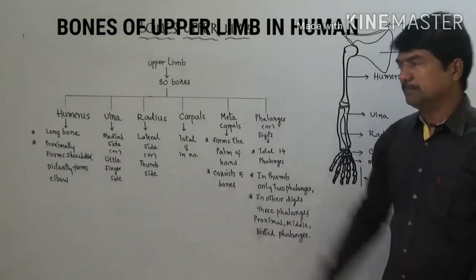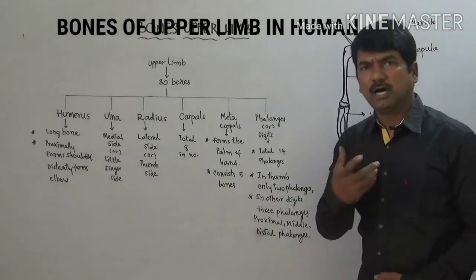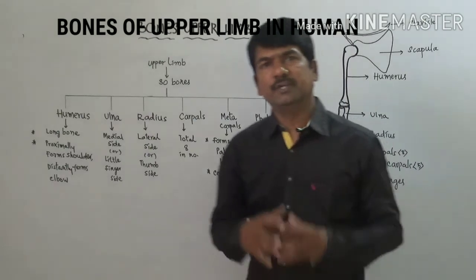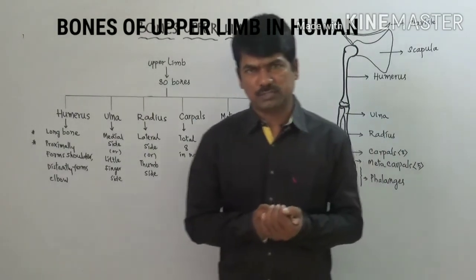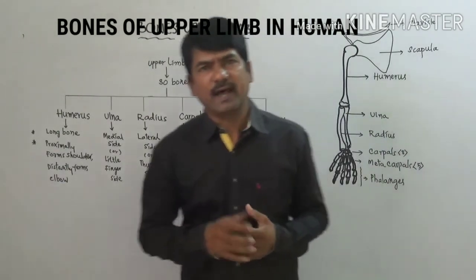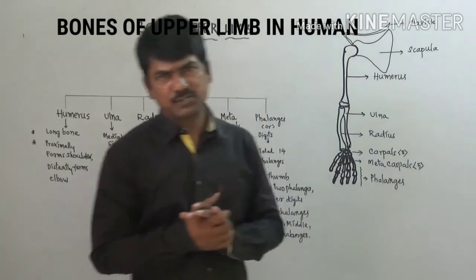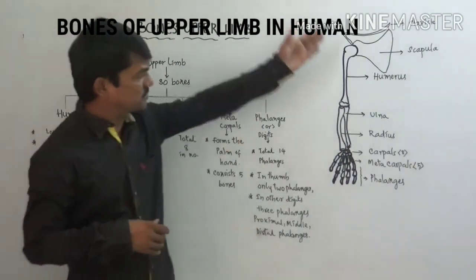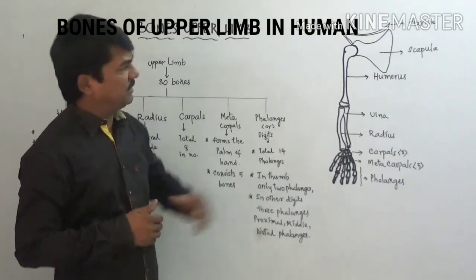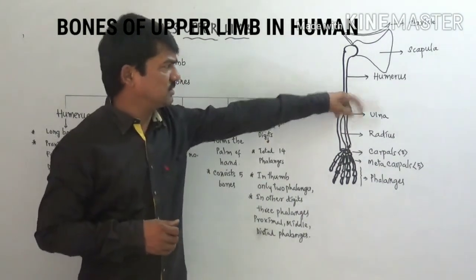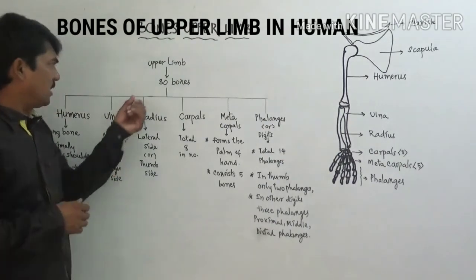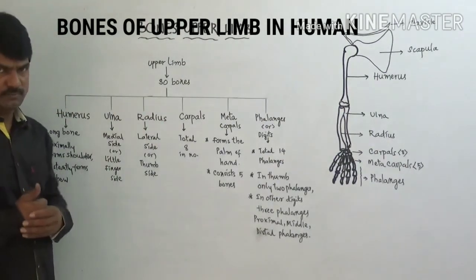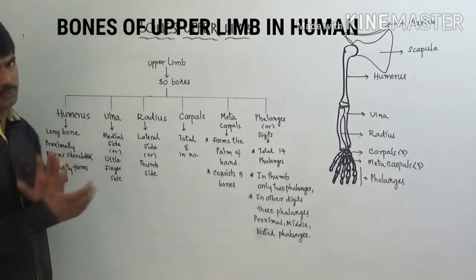Bones of upper limb. Here the upper limb is composed of various small bones. We can identify that different kinds of bones are fused to each other and form the total structure of the forelimb. It is composed of a maximum of 30 bones. So, in those 30 bones, where are they located?